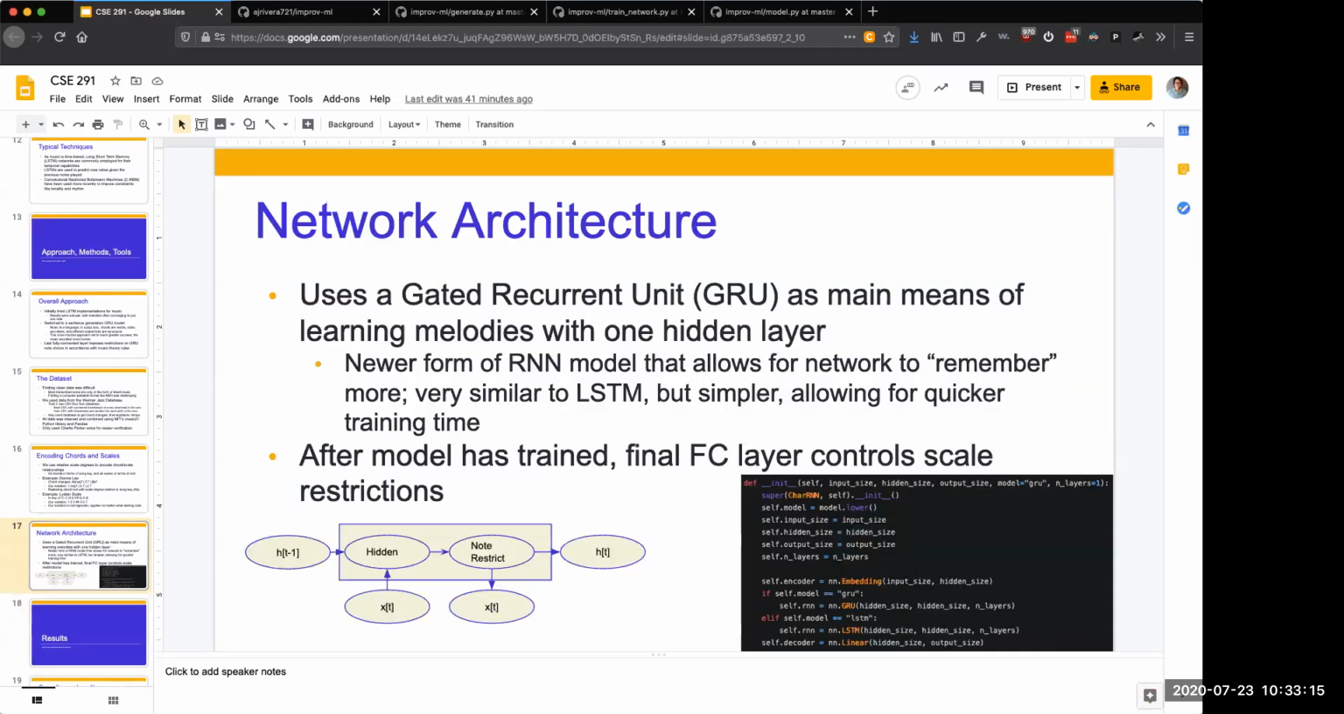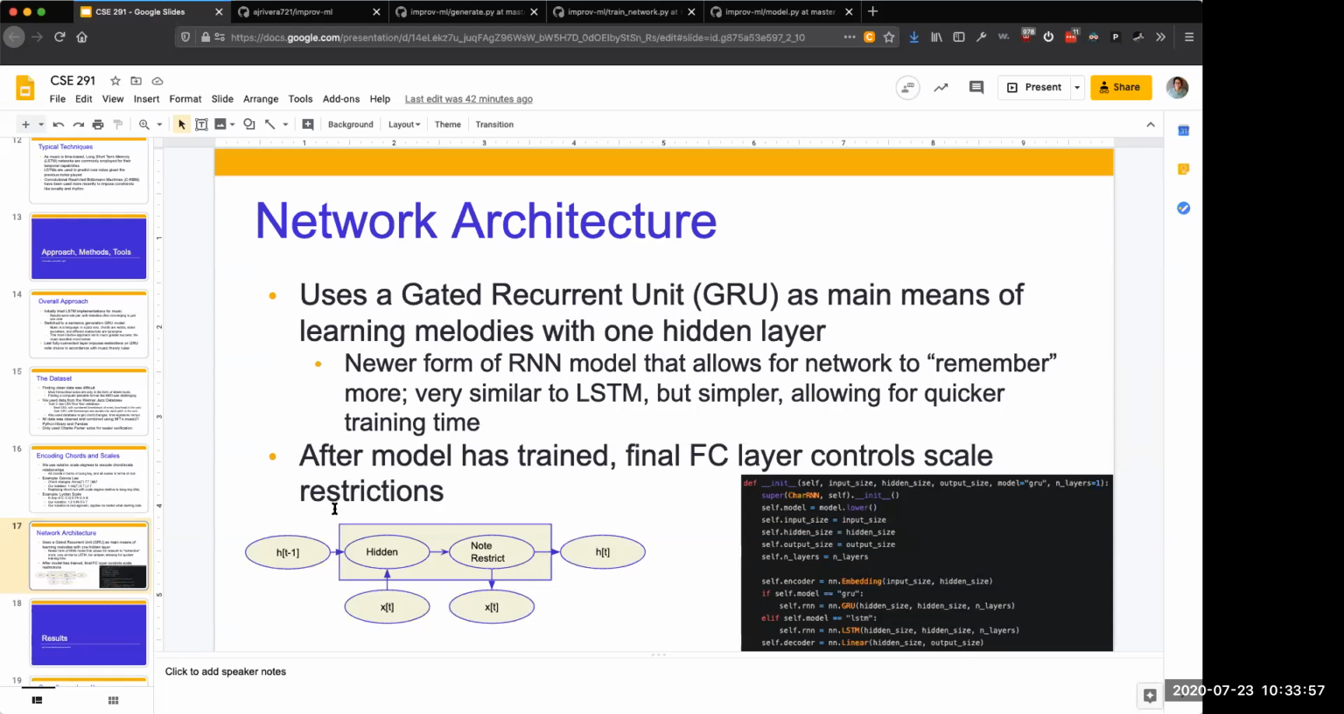As far as the network architecture, just to discuss the mechanics of a GRU a little bit more. It's a newer form of RNN. I believe it came out in 2017, and it allows for networks to remember more because it has a forget gate, which sounds a little bit counterintuitive, but basically the forget gate allows it to forget irrelevant information, and so it's able to remember more relevant data, and that we think ended up having a better solo model being generated.